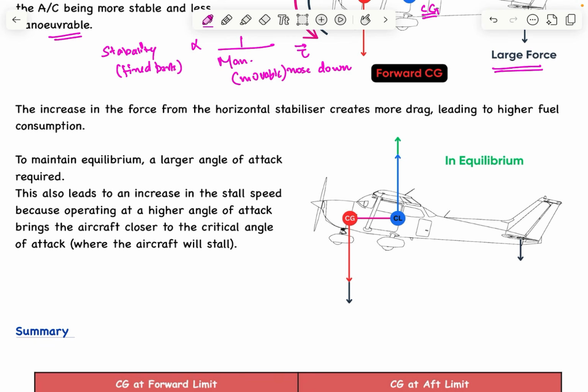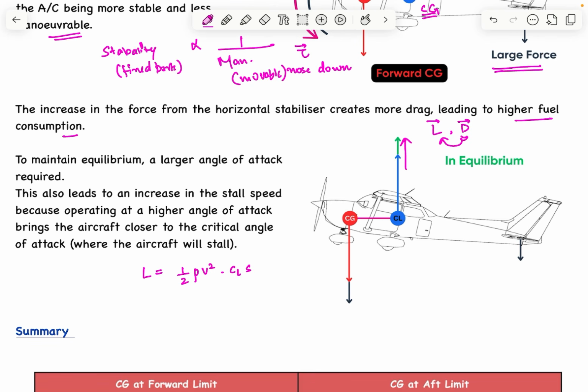Now the increase in the force from the horizontal stabilizer. If the force is increased on the horizontal stabilizer, our lift requirement will increase in order to keep the aircraft in equilibrium. Now since lift is increased, we know that drag will also be increased, as induced drag is a lift dependent drag. If drag is increased, then there will be a higher fuel consumption. Now if we revisit the lift equation, it says L equals half rho V squared C_L S.